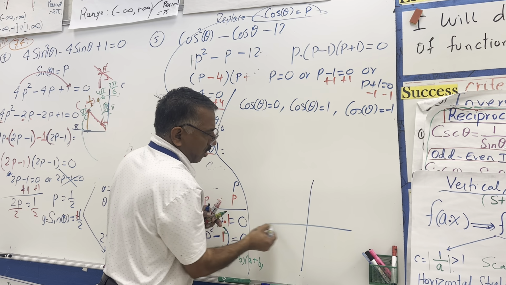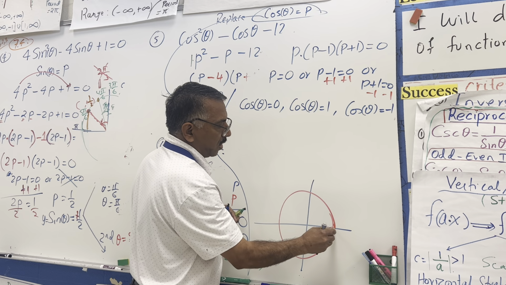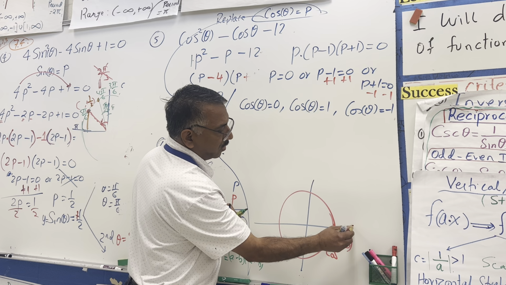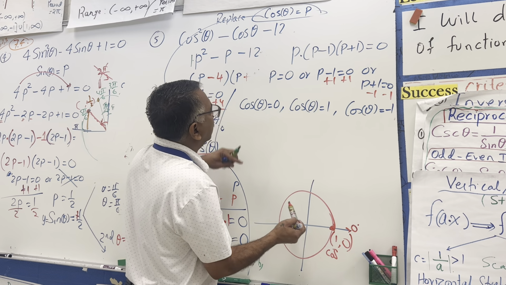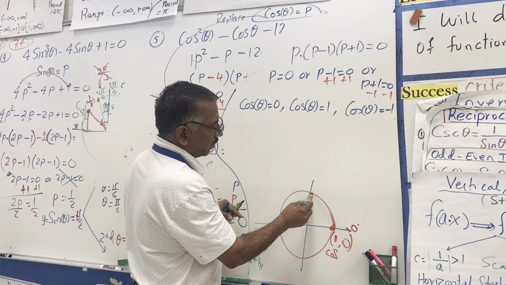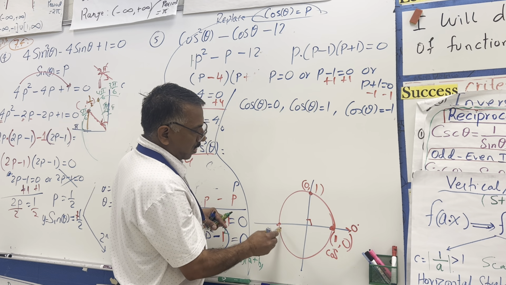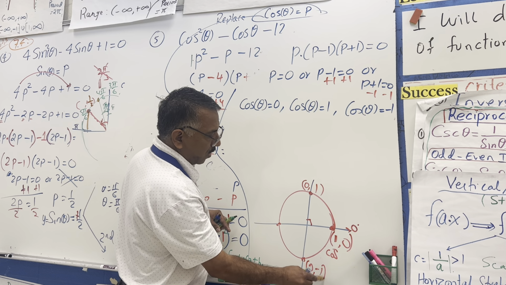Now remember, where is cosine 0? On the unit circle, the point is 1, 0. This is cosine. When it is 0 degrees or 0 radians, that's where cosine is 1. If it is 90 degrees, you have 0, 1, and here it is 0, minus 1, and this is minus 1, 0. You can use this mentally and ask, cosine of what angle is 0? It is pi by 2.